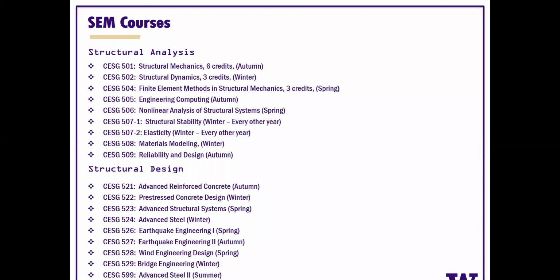Okay, so these first three classes I should mention, 501, 502, 504, those are the only required classes. All of the other ones are electives. You can choose classes from these electives or outside of the structures group as well, and I'll talk about some of those. So these three classes, 501, 502, 504, are fundamental mechanics, and you do one in each of the first three quarters here. Okay, so 501.